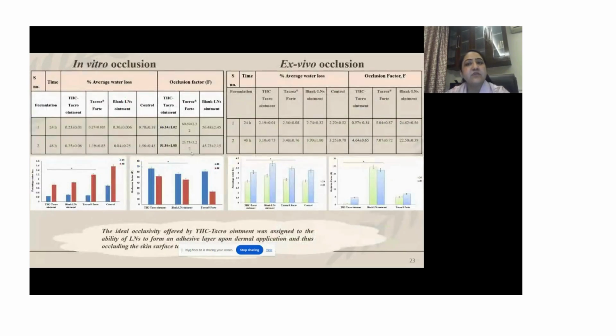And next is in vitro occlusion and ex vivo occlusion. With the help of this study, we can observe the transepidermal water loss, which was assigned to the ability of lipidic nanoparticles to form an adhesive layer upon the dermal application, and thus occluding the skin surface to avoid the water loss. So, this is a need for skin study.